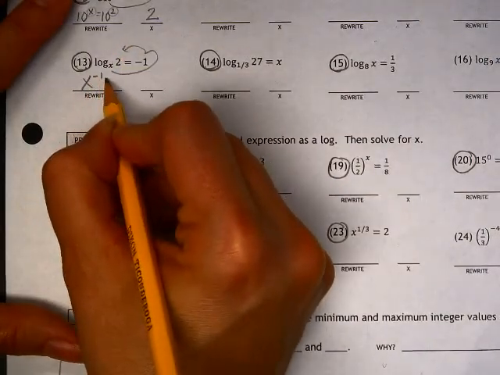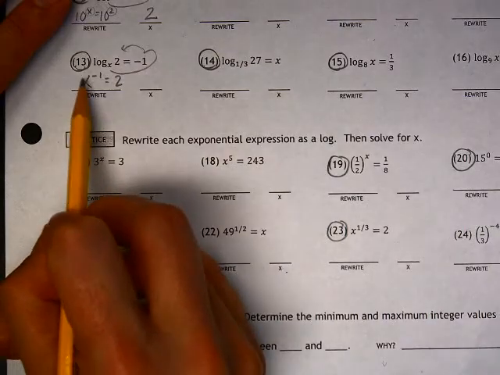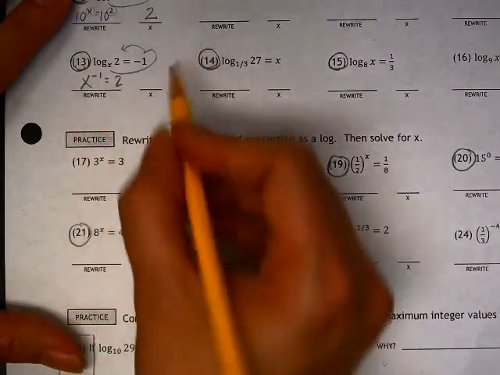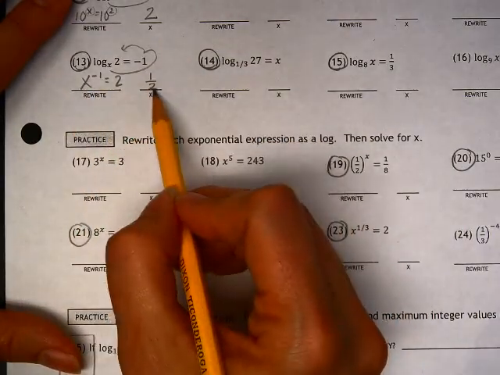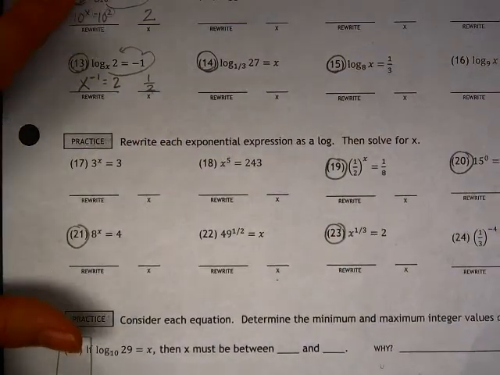Let's go ahead and look at this one. x to the negative 1 is equal to 2. I need to make sure that when I flip it, I end up with a 2. So this flipped would be a 2. So that would be my answer.